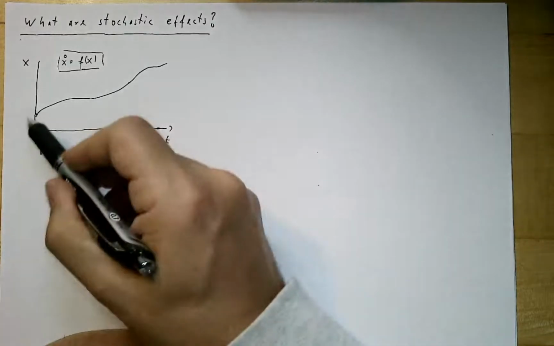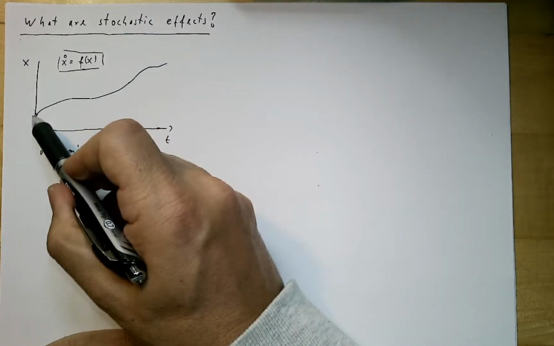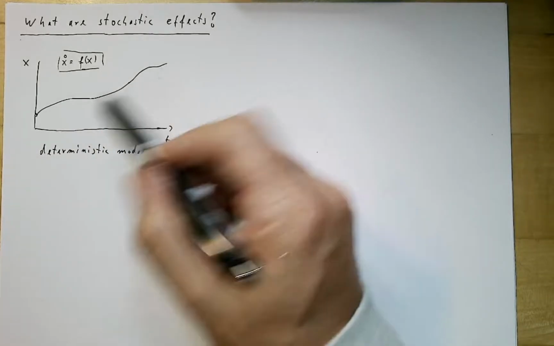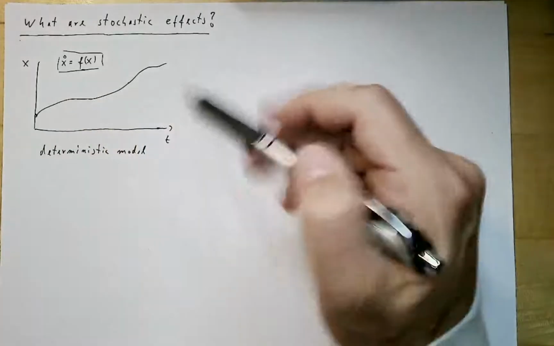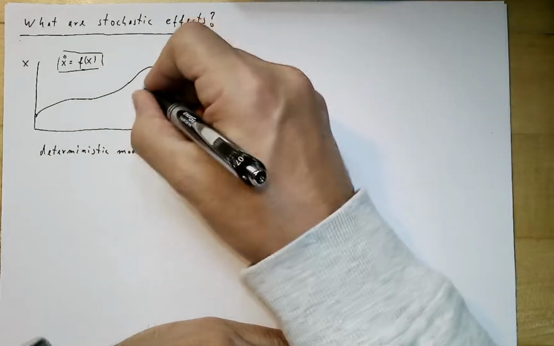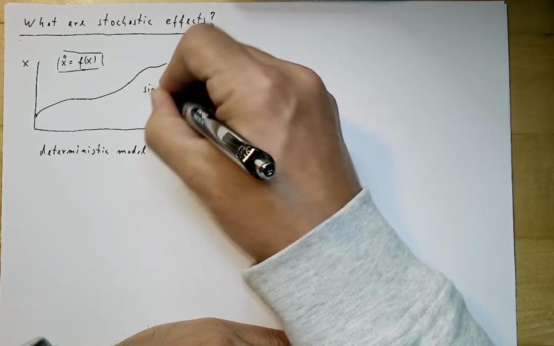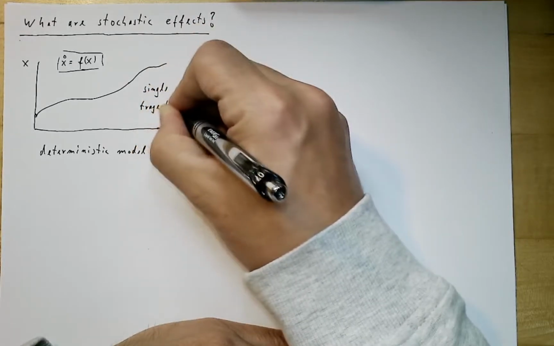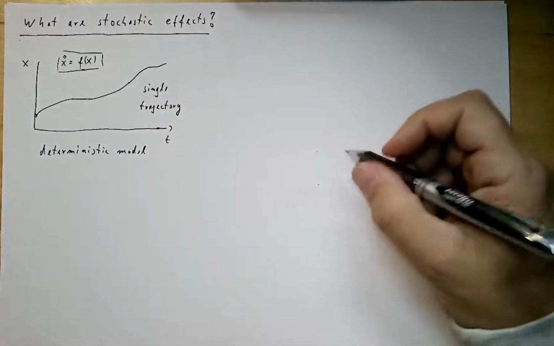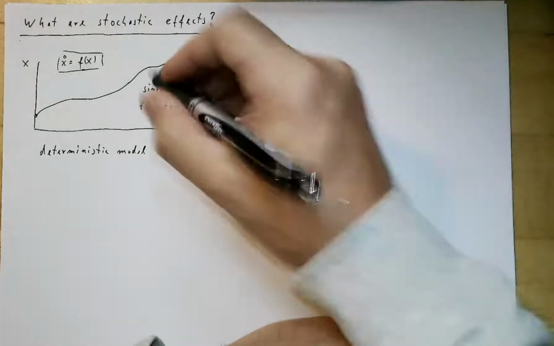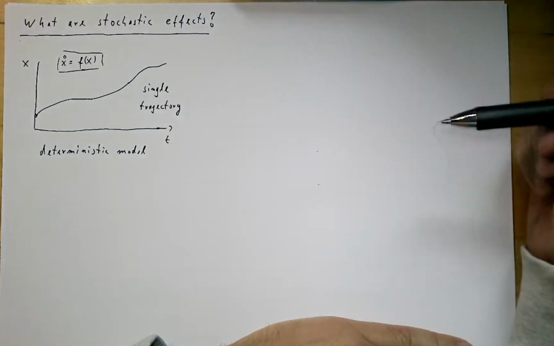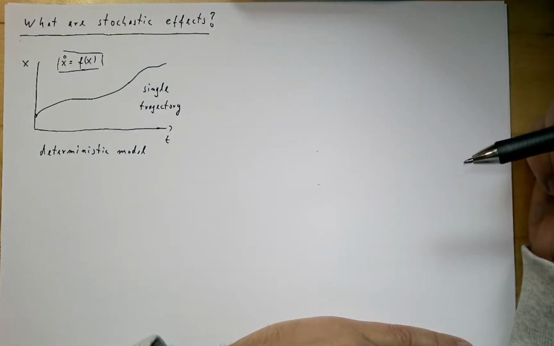So starting from the initial position, the whole future is already defined. The whole trajectory of our state variable is defined. We have only a single trajectory. And so that's basically the whole frame of all modeling with ODEs, with differential equations. So, but what's the reality?